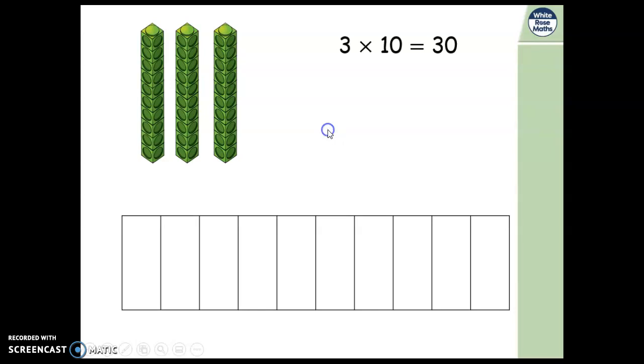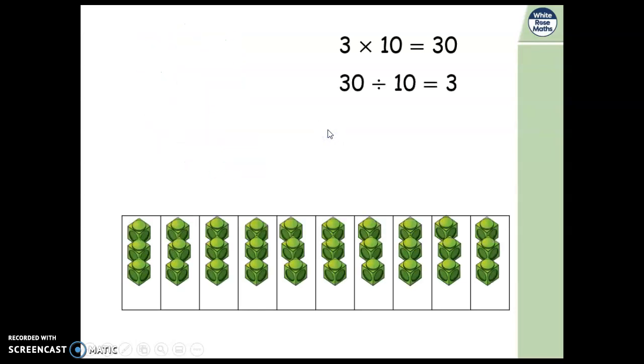3 times 10 is 30. 30 divided by 10 is 3. So we've just swapped them round. The largest number always goes first, whereas in multiplication it goes at the end. And then these two can swap. Those two can swap.